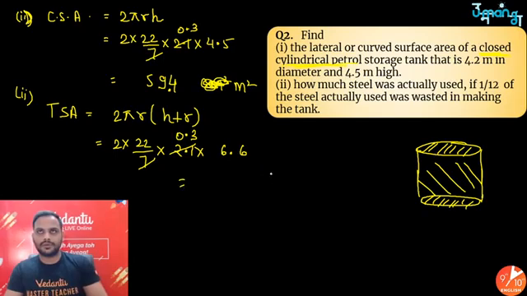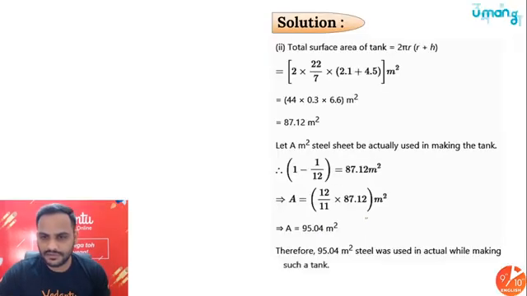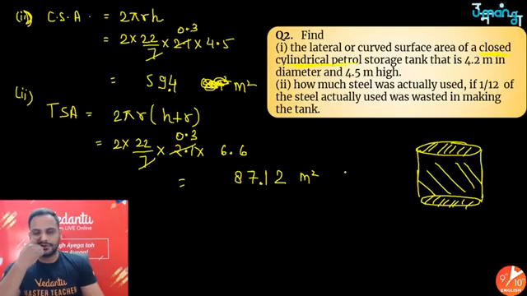I think it will be equal to 87.12 nearby. Let's see. 87.12 meter square. Okay, so it is 87.12 meter square.